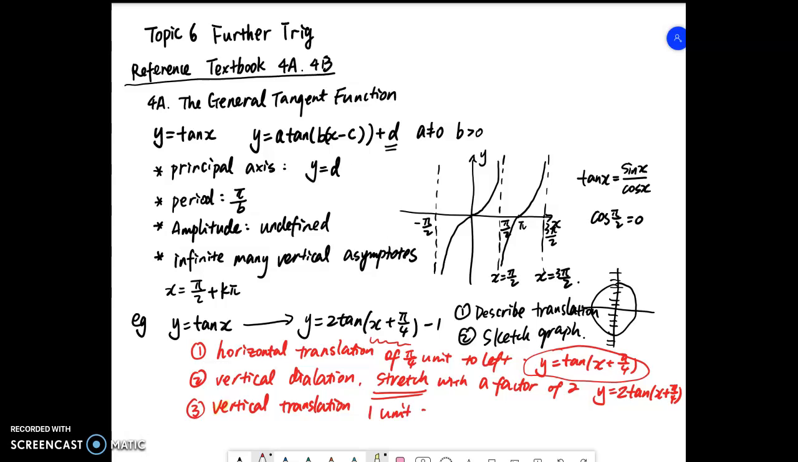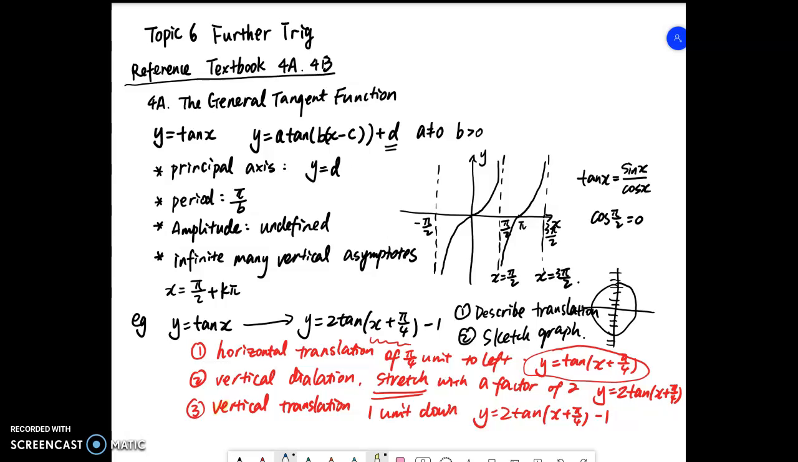1 unit down. Okay. So that will become 2 tan(x + pi/4) - 1. Well, a lot of you still make errors with the sequence of how you describe a translation. If you want to describe the vertical translation first, there's a problem that will be involved here. If you do want to describe the vertical translation, then you still can, but what you need to do is factorize it.